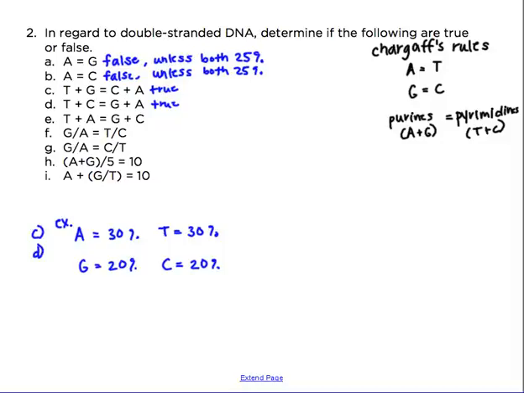For E, T plus A equals G plus C. Again, let's use this example. T plus A in this case would be 60%, and G plus C would only be 40%. So this is false. And again, the only time this would be true is if all bases were there 25% of the time.